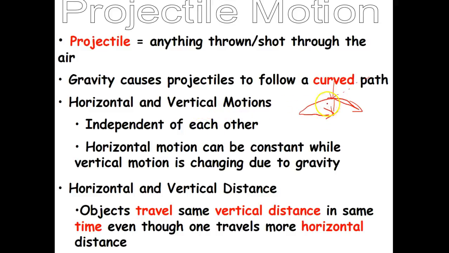The two different motions are independent of one another. So the horizontal and the vertical, they're two different things. The horizontal motion can be constant while vertical motion is changing due to gravity. And that makes sense because if you throw something in this direction, it's just going to keep going in that direction. Okay? However, the vertical motion may change. It may initially start going up, but then once gravity affects it, it's going to start changing. So the vertical changes, but the horizontal stays the same. However, with distance, objects travel the same vertical distance in the same time, even though one travels more horizontal distance. Okay.